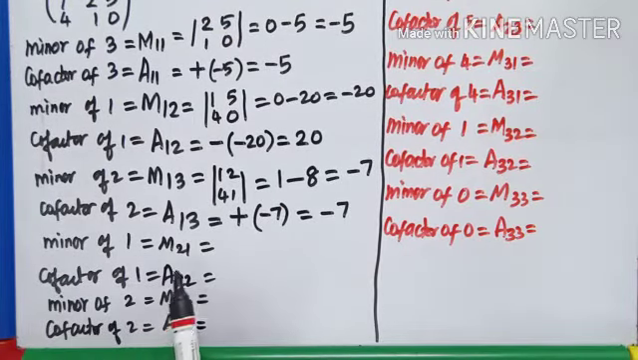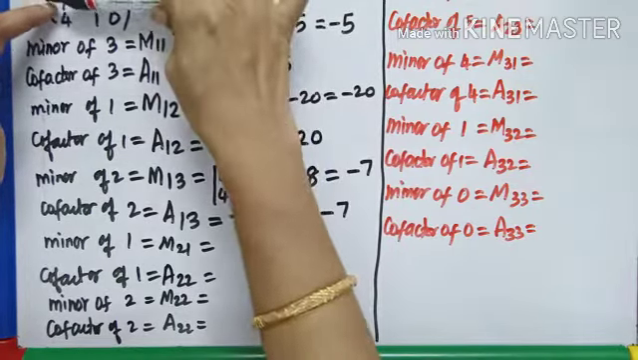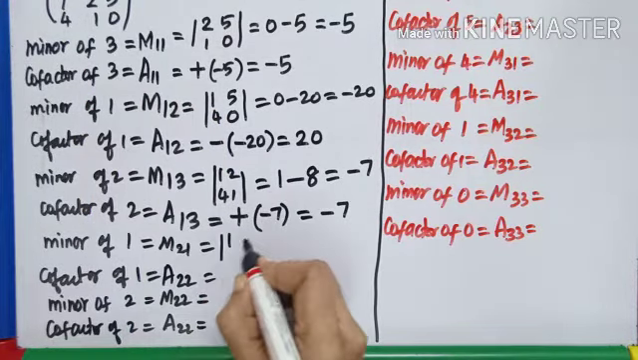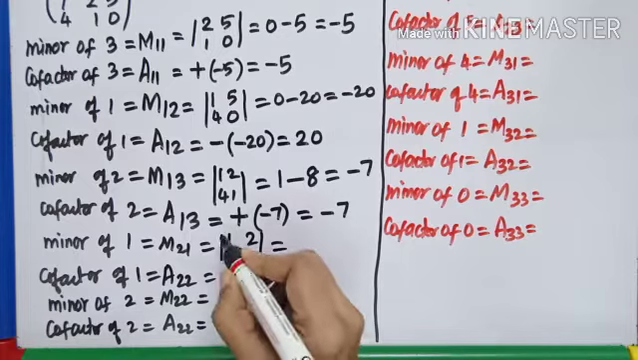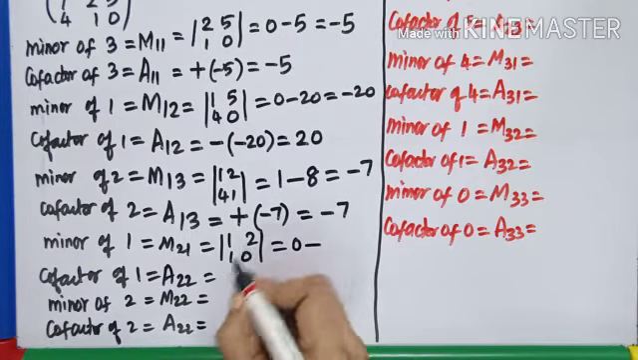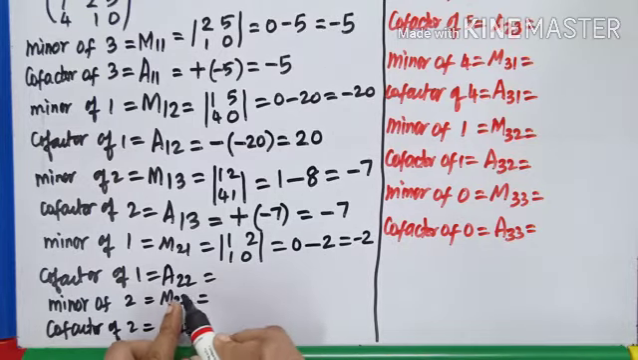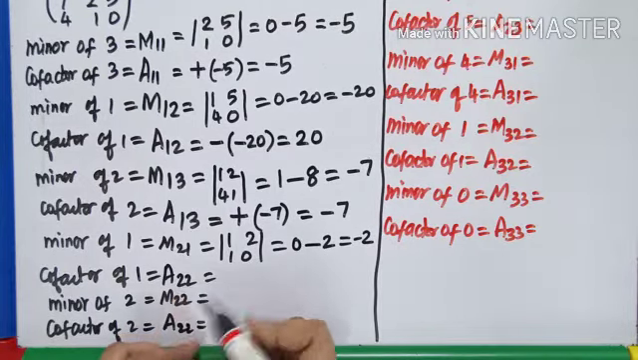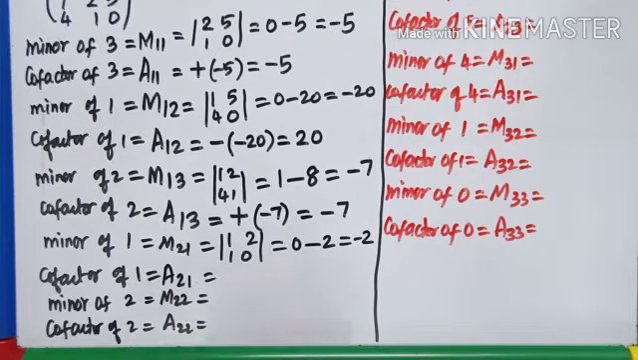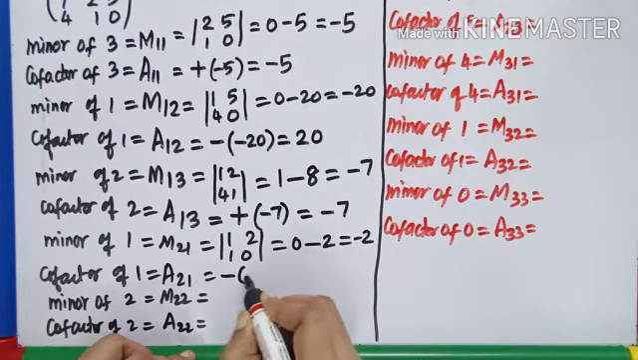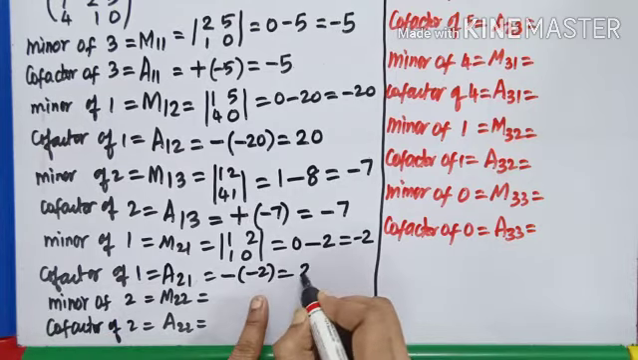Like this, proceed for the second row and third row. Minor of 1, M21. Hide the second row, first column. I am left with 1, 2, 1, 0. Multiply 1 into 0 minus 1 into 2. My answer is minus 2. Cofactor A21. 2 plus 1 is 3, an odd number. So my answer is minus of minus 2, which is plus 2.